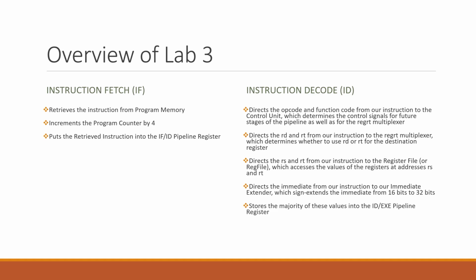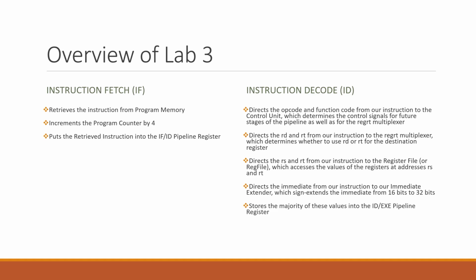In the instruction decode stage, we need to direct the opcode and function code from our instruction to the control unit, which will determine the control signals for future stages of the pipeline as well as for the RegRT multiplexer. We also need to direct the RD and RT from our instruction to the RegRT multiplexer, which determines whether to use RD or RT for the destination register.